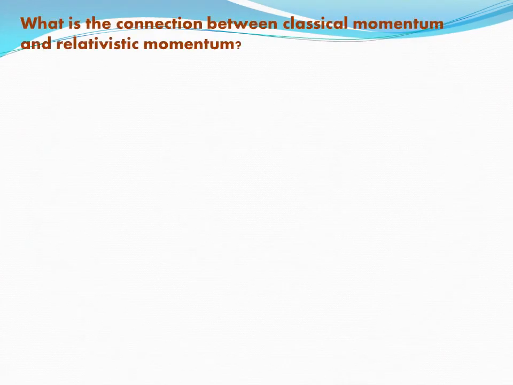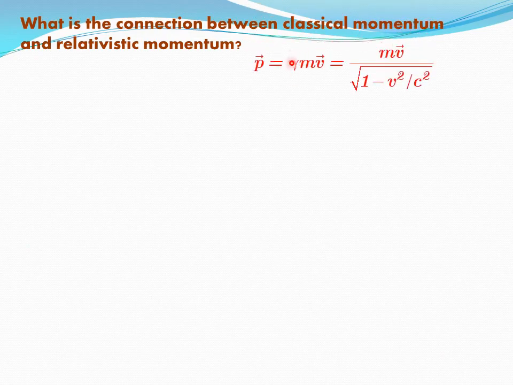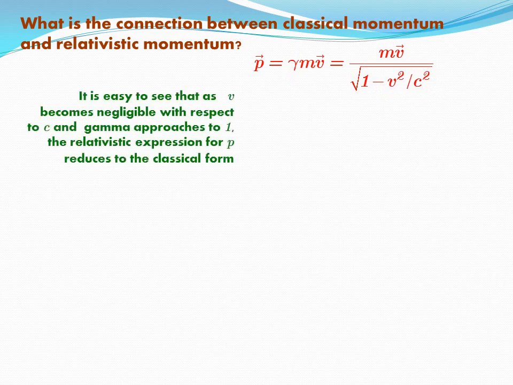What is the connection between classical momentum and relativistic momentum? If we expand the gamma factor, we get the square root of 1 minus v squared over c squared at the denominator, and it is easy to see that as v becomes negligible with respect to c, namely as v squared over c squared approaches 0, and therefore gamma approaches 1, since we are left with just 1 at the denominator, the relativistic expression for P reduces to the classical form, since gamma is equal to 1.